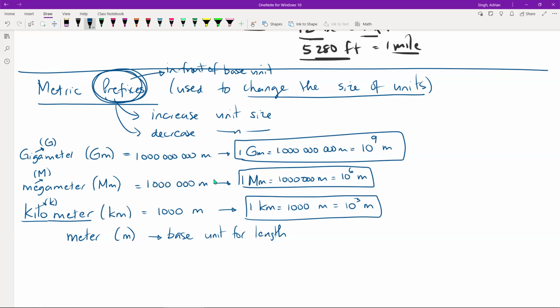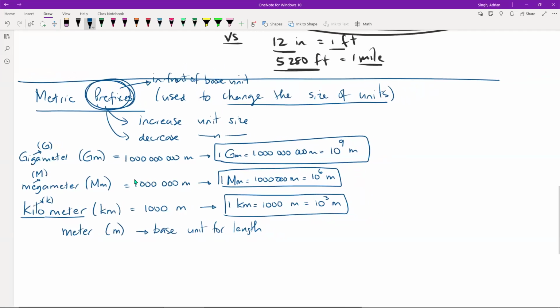You need to know these, right? There's a reason why we're spending a lot of time going through this. You need to commit these to memory. So those are the prefixes that increase the size of the unit: giga, mega, and kilo, big G, big M, small k, respectively. And you need to know their relationships as well.